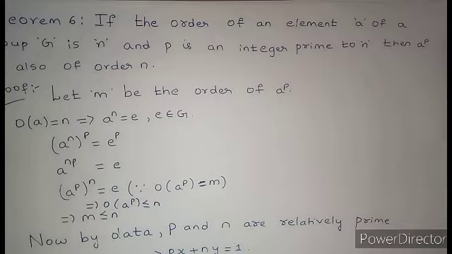They have given that the order of a is equal to n and (p, n) = 1. That means p and n are relatively prime. Then we have to show that the order of a^p is equal to n. This is the theorem explanation.